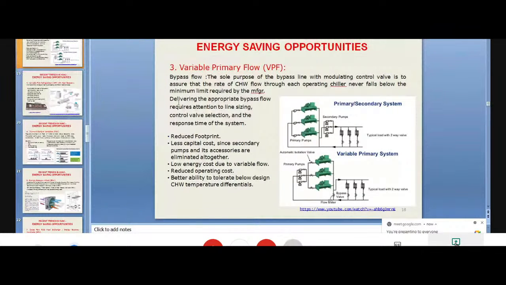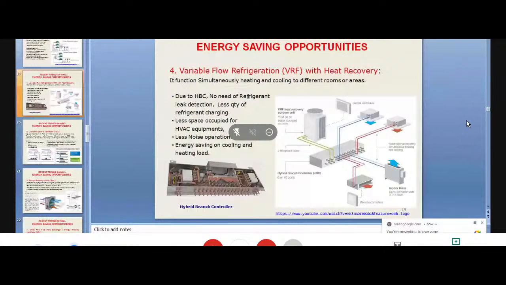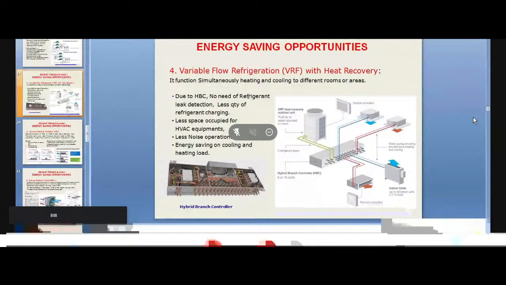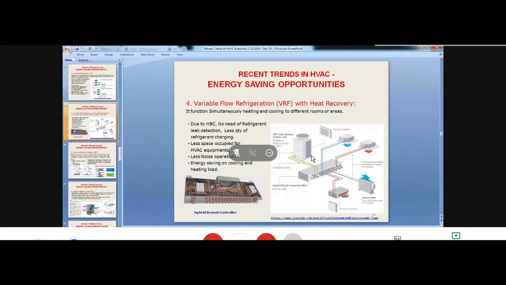Okay, we have seen the variable primary flow pumping system, and now we move on to the variable flow refrigeration system with heat recovery. You would have seen or heard of VRF, VRV technology. Actually, VRV and VRF are more or less the same. With respect to the manufacturer, VRV is a patented word, and VRF is very common.